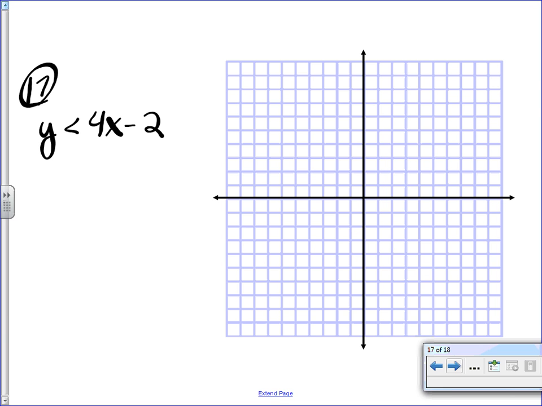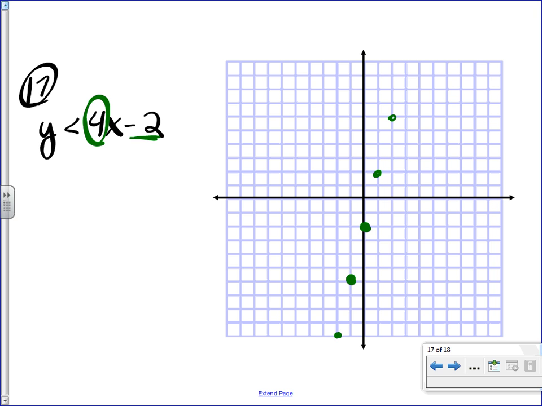17. It's the same thing. Negative 2 is where we're going to start at. 4 is our slope. 1, 2, 3, 4 over 1. I'm going to also go down 1, 2, 3, 4 over 1.